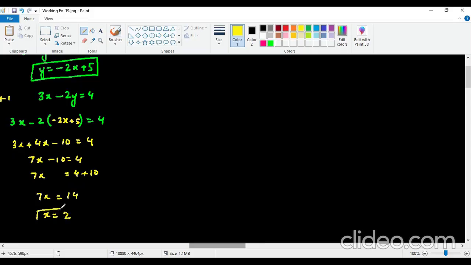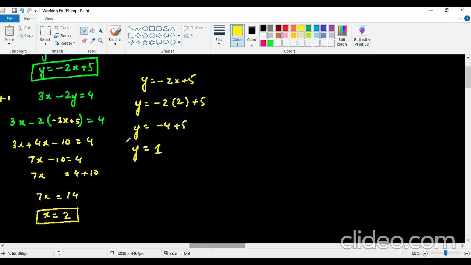Now the value of y equals negative 2x plus 5. That means the value of y is equal to negative 2 times the value of x, which is 2, plus 5. That means y equals negative 4 plus 5. That means y is going to be equal to 1. So the value of x is 2 and y is 1, as you can see over here in this question.